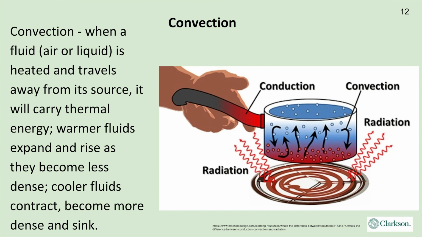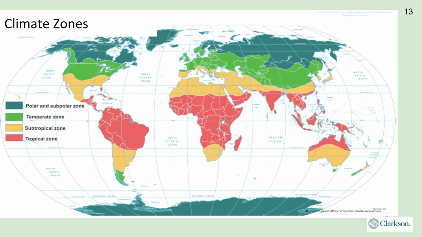That way, it can pass the heat on. So warmer things tend to expand and rise, and cooler things tend to contract and come together and then sink. And again, that can happen with air or a liquid, like water, a fluid or a gas. Students should also be familiar with climate zones. So warmer regions in the middle of the earth, cooler regions on the poles.